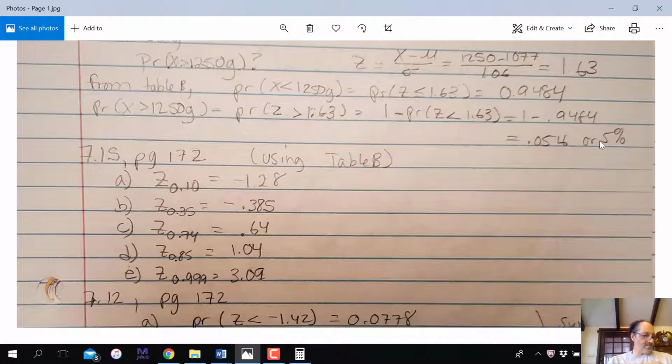Alrighty. Let's go to the next item. The next item is 7.15, page 172. Oh, this is fun for me. I hope it's fun for you too. Find the following percentiles. Oh, this is fun. This is the opposite.